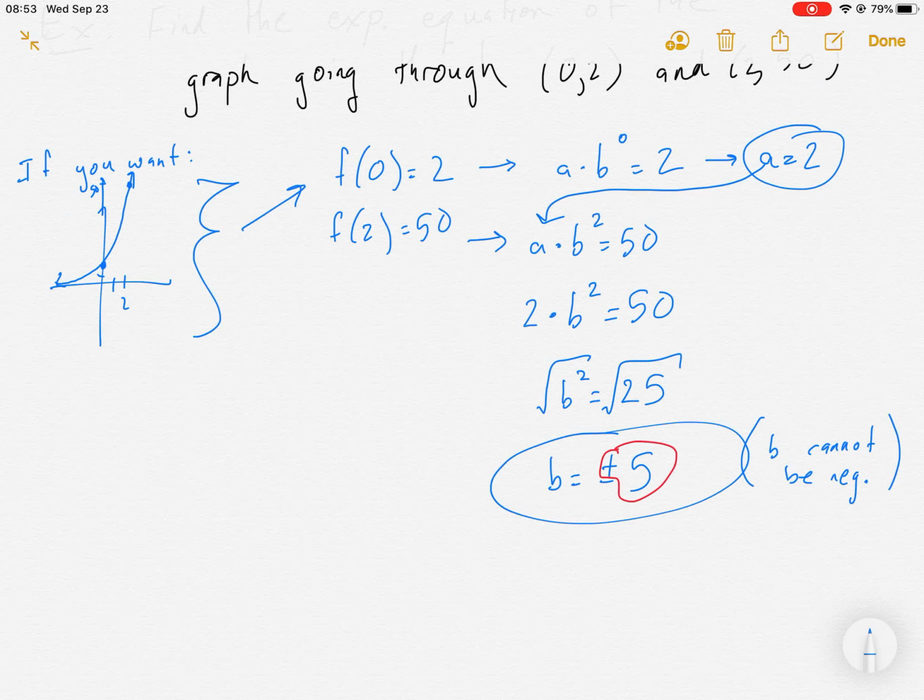So let's combine all of our work over there. I know that the function is f of x equals 2 times 5 to the power of x. And you could include parentheses here, but they're not necessary. I'll go ahead and put them on to hopefully reduce some confusion. But it's 2 times 5 to the x, and we're done. We figured out the equation based on the graph.